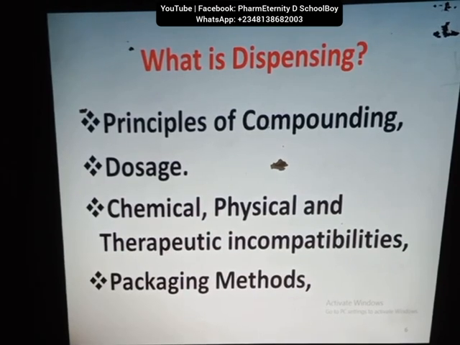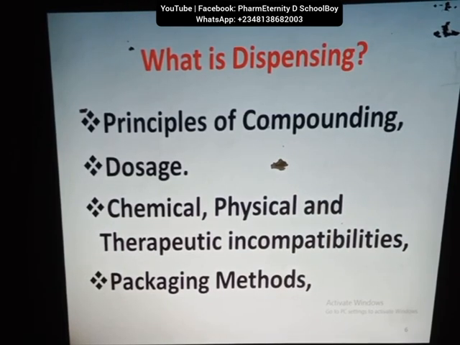Now, another important point is chemical, physical, and therapeutic incompatibilities. Incompatibilities abound. Some active ingredients may not be compatible with one thing or the other. Some may be chemical, some may be physical, some may even be therapeutic. Now tell me, how will the pharmacist or pharmacy technician be able to dispense such a drug without knowing?